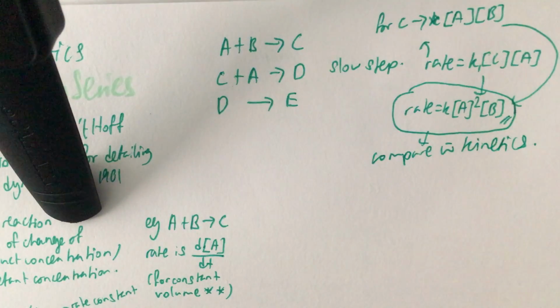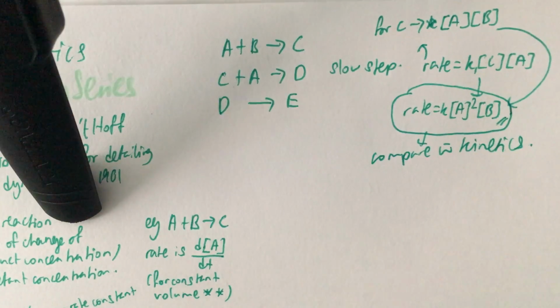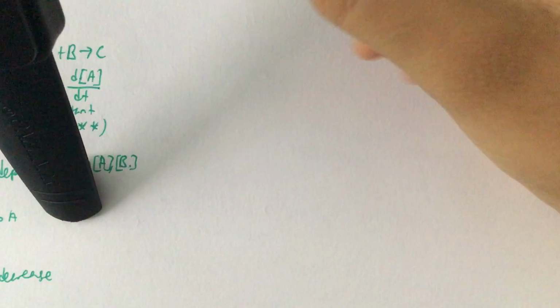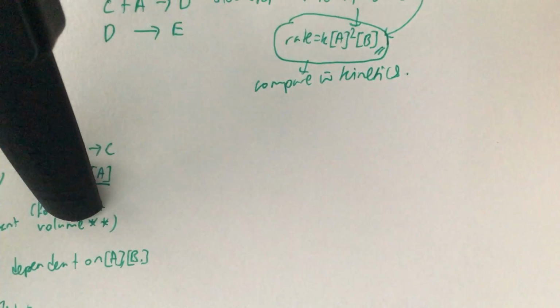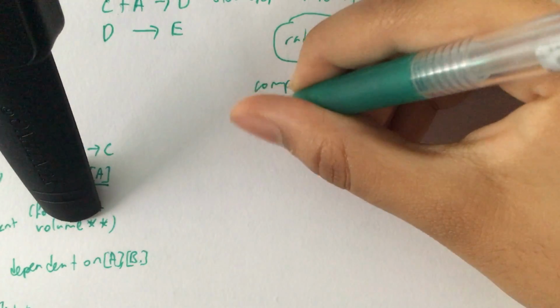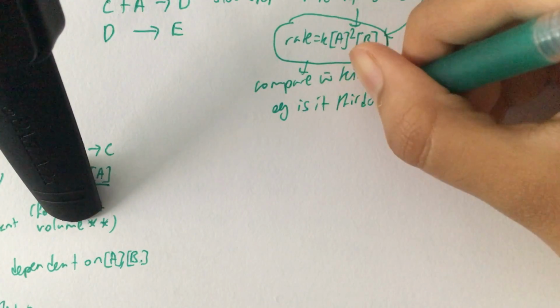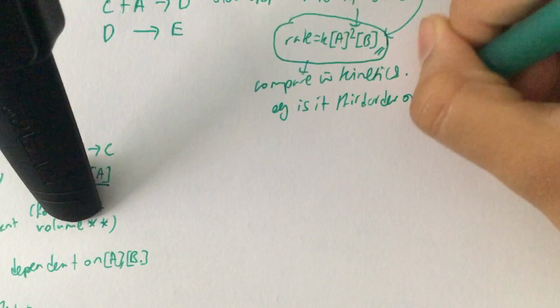The next one is predicting the order that would result from a given reaction mechanism. It's the same thing, except you don't need to compare it with anything else. You just do the same thing, and then you predict the order of the reaction by seeing the overall power of all of the reactants in that particular rate equation.